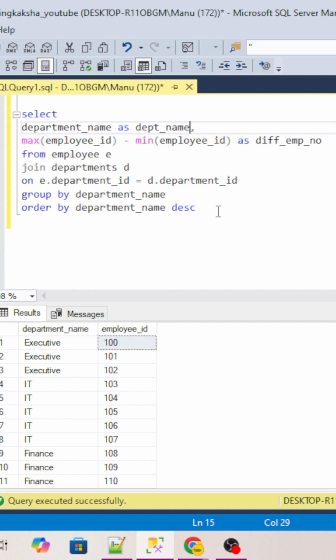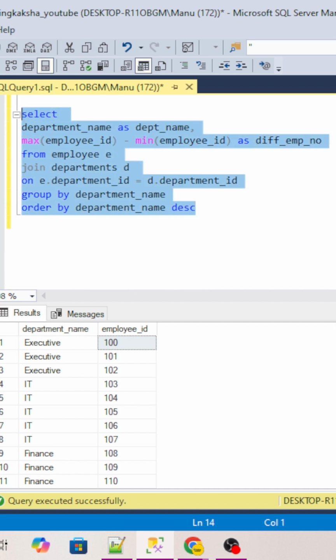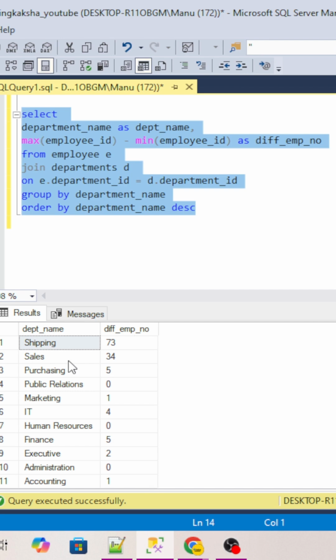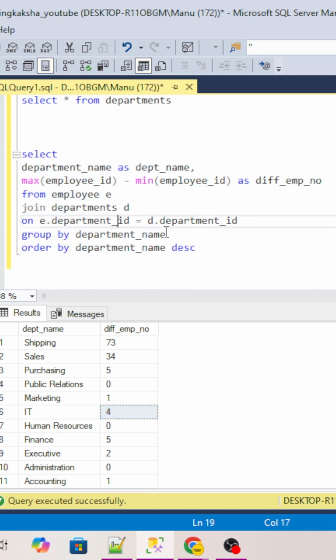Now we will try to run this. See, we are seeing shipping, right? Shipping is 73, the difference between the employee IDs of shipping, not the count. For IT, as in the example, we are getting 4. This way you can handle this question. Let me know how you would handle the count version, or in the next video I'll explain that as well.